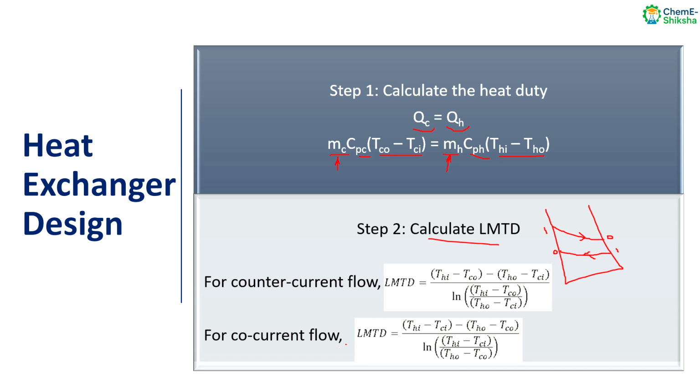So for counter current flow, delta T1 will be THI minus TCO, this value. This is the delta T1 and this is the delta T2, that is THO minus TCI. Similarly for co-current flow, this is the inlet for cold fluid and this is the outlet for cold fluid. So delta T1 will be THI minus TCI, and delta T2 will be THO minus TCO.